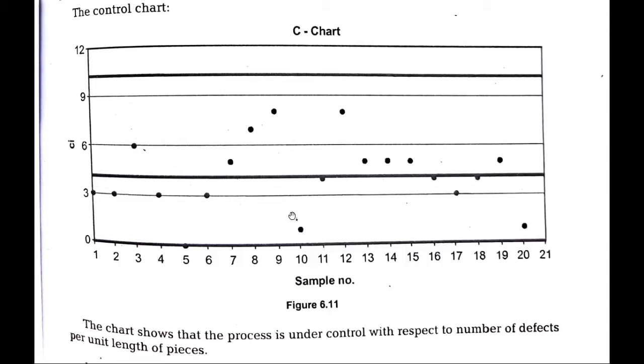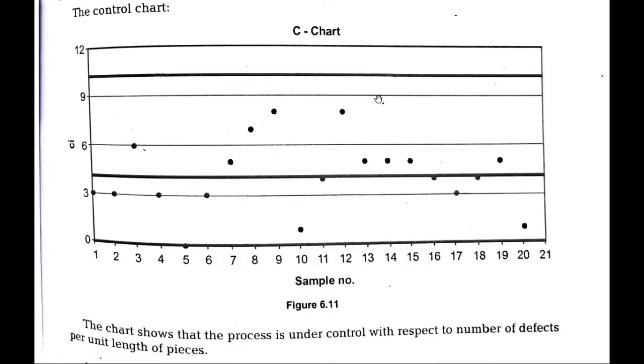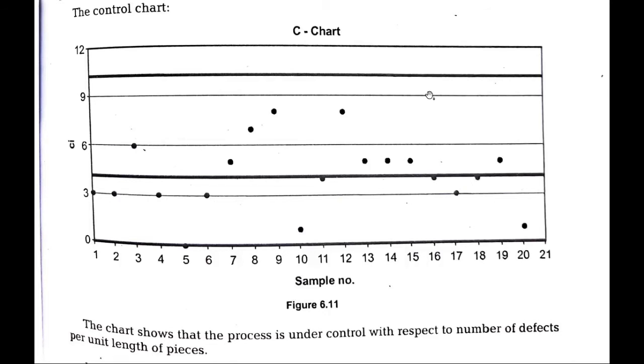So for the first sample, the Ci value is 3. So this way we can plot. Now 6, 7, 8, 9, 3, 5, 7, 8, 1. So this way we have taken the first 10 samples.